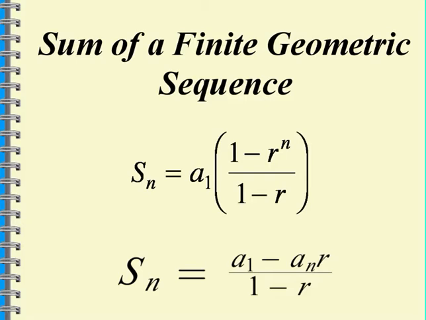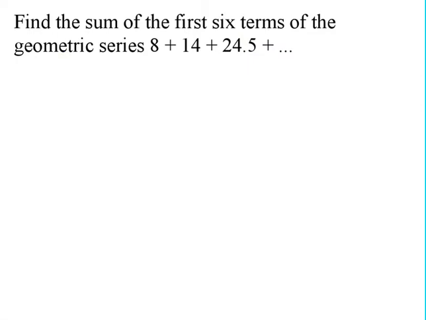Let's go ahead and look at an example then. Find the sum of the first 6 terms of the geometric series. The first 6 terms. So we could use either formula. I would probably use the top formula because we don't know what a sub n is. We don't know what the 6th term is. So in order to use that top formula, I need to figure out what the ratio is. What's the ratio going to be here? 14 divided by 8?